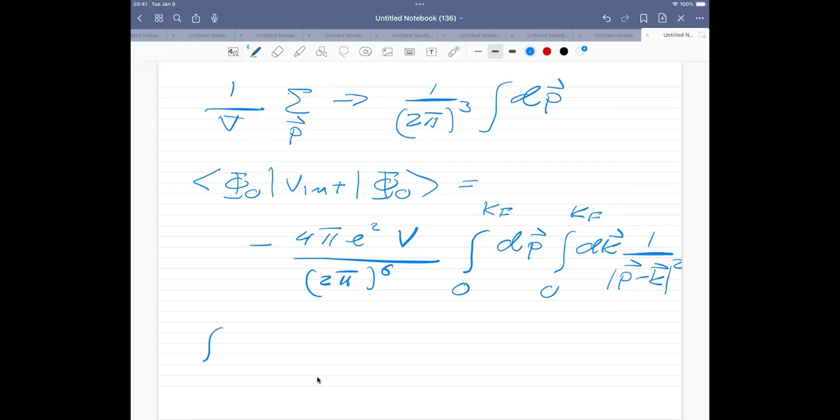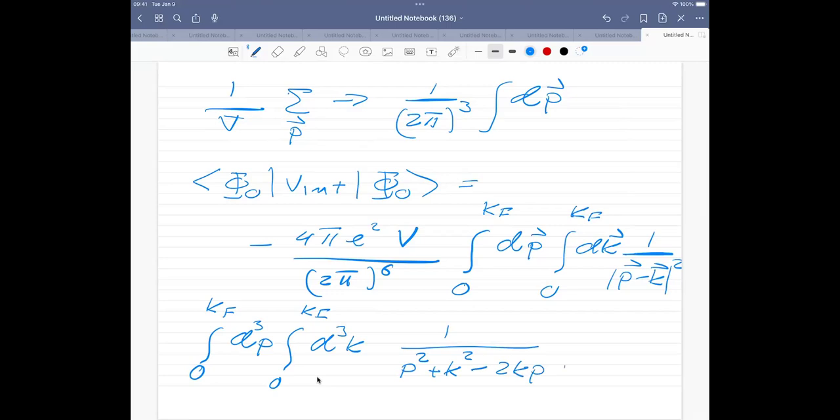So what we can do now is just single out this piece and leave in peace all the constants. So we have a dp, and let's just write it like this, since this is a three-dimensional integral now, a dk, and then we have a d3k. And this is going to be given by, when we write out this term, p squared plus k squared minus 2 times k times p times cosine theta.